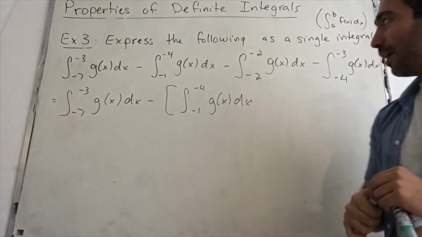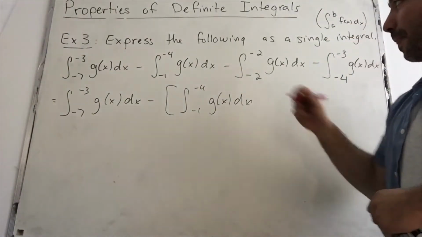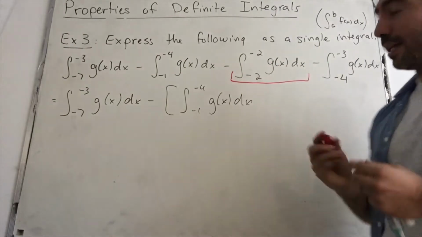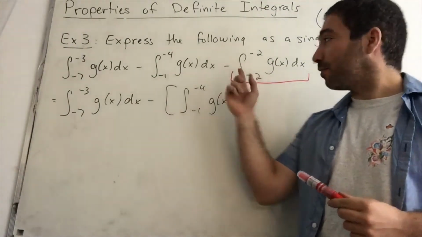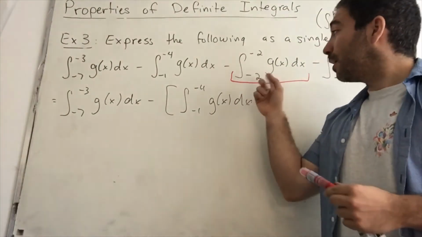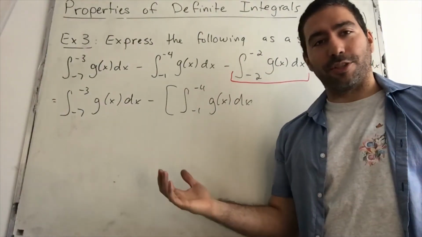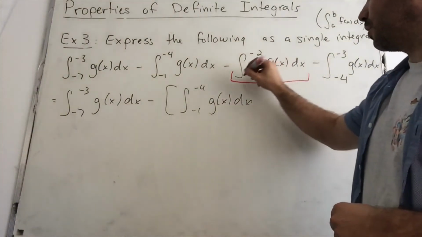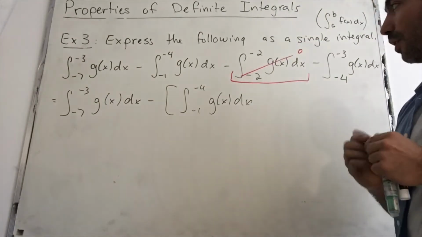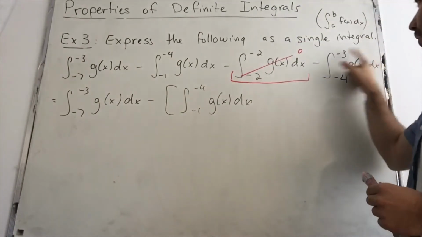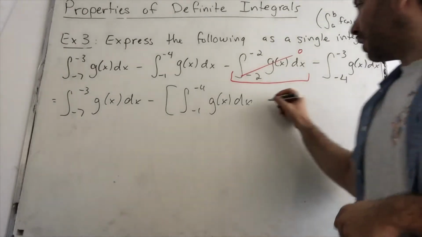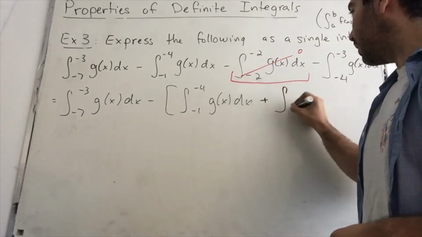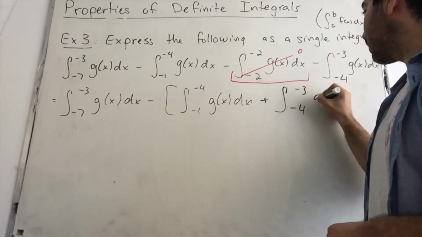Before I continue, this one here, everyone should know the answer to this. What's the integral from negative 2 to negative 2 of g of x dx? Don't fall for this trap. The bounds of integration are the same, so the answer is simply 0. So this guy's gone. I'm not going to include it. And then we're going to have this last term, which now that I factor out the negative, became a plus, and it's the integral from negative 4 to negative 3 of g of x dx.